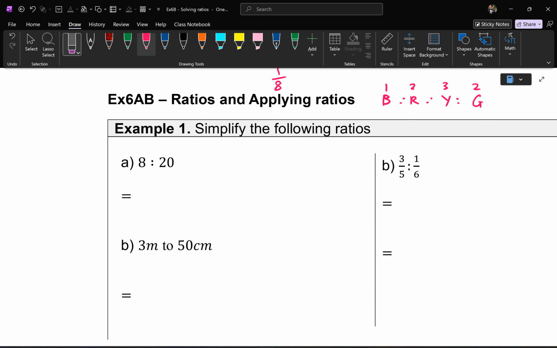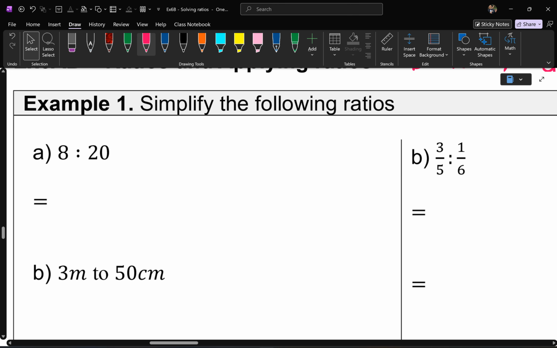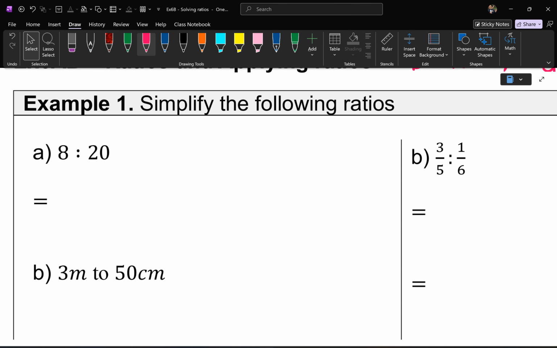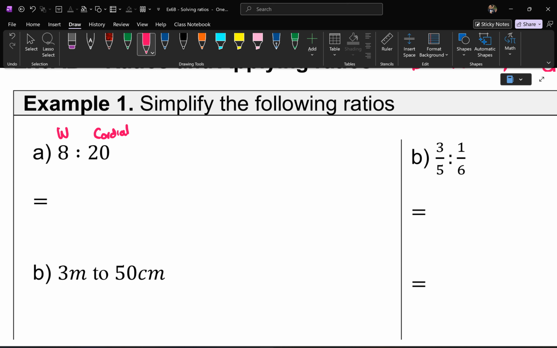The first skill is to simplify. So let's look at 8 to 20. That's a ratio. So I've got 8 parts, that is whatever it is. So let's say 8 parts water, and then this is cordial. Yeah, that's a very sweet drink. I know. Should be the other way around.